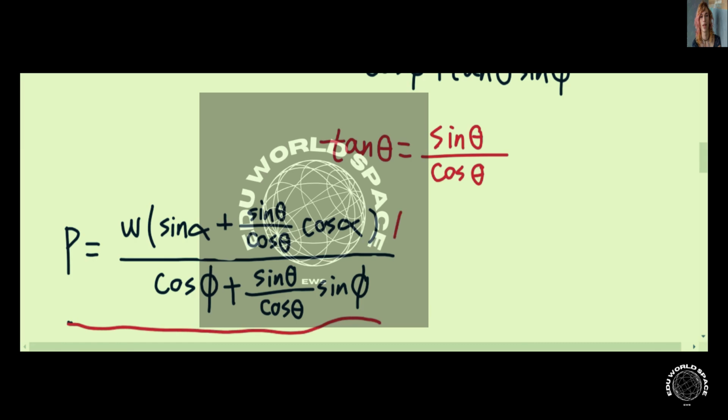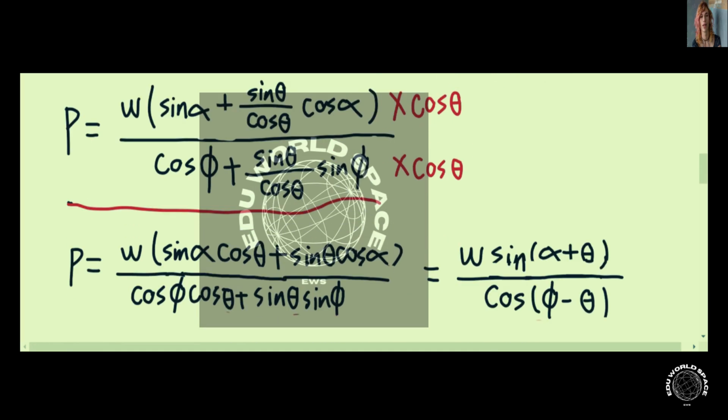So now let's multiply by cosine theta up and down. And this will give us force P equal to W times sine alpha cosine theta plus sine theta cosine alpha, over cosine phi cosine theta plus sine theta sine phi, which is equal to W times sine alpha plus theta over cosine phi minus theta.